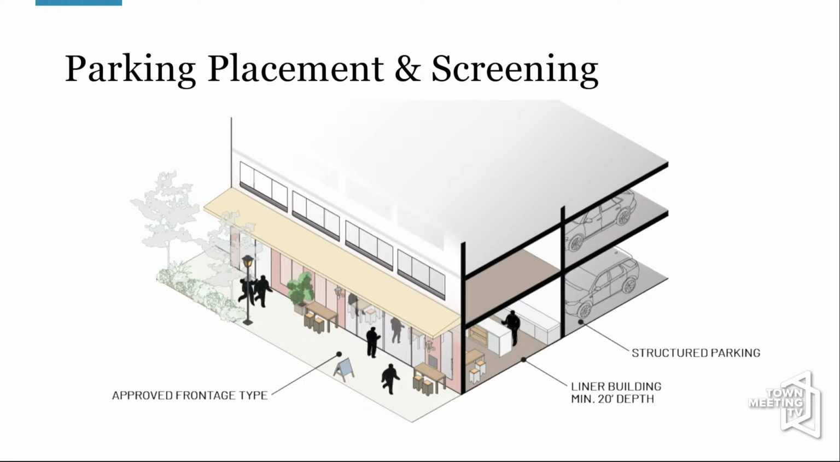They would need to be screened from view with an approved frontage type. And in many cases, that would mean a liner building, which means residential or commercial uses facing the sidewalk. But this isn't just theoretical.